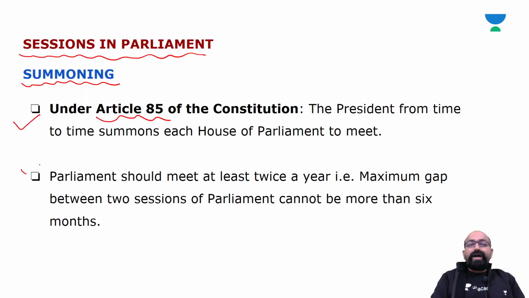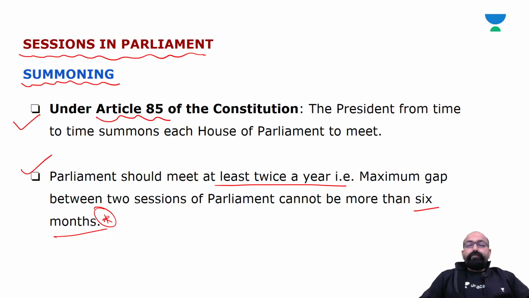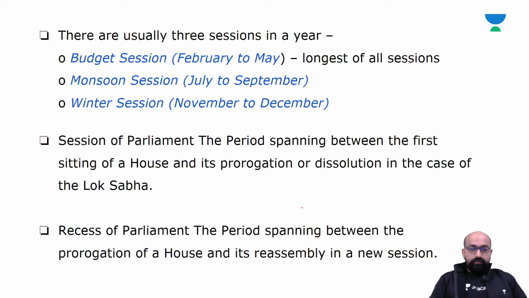Yes, the parliament should meet at least twice a year. That is, the maximum gap between two sessions of parliament cannot be more than 6 months. Just note down the point: parliament should meet at least twice a year, and the maximum gap between two sessions of parliament cannot be more than 6 months.